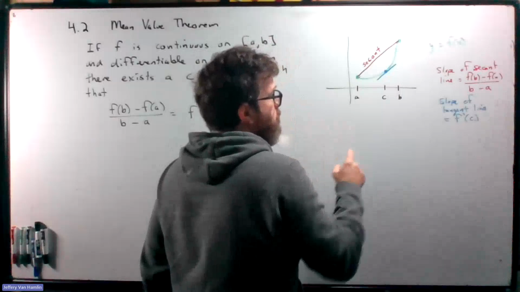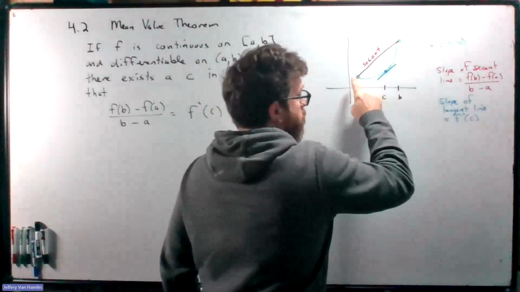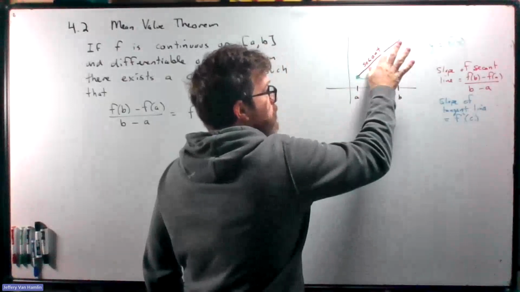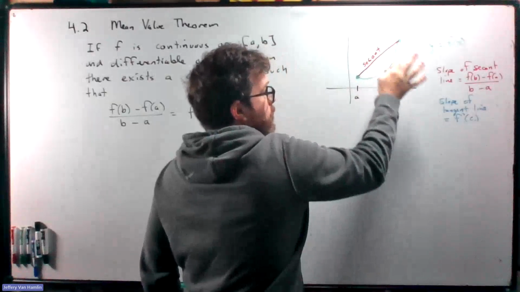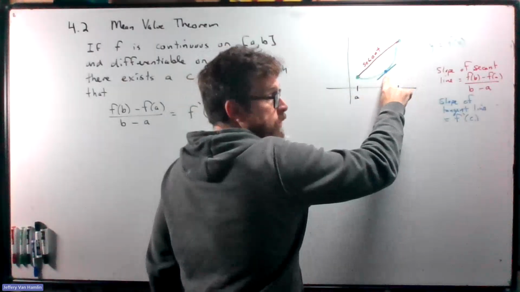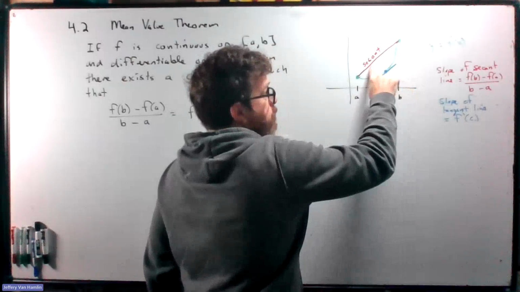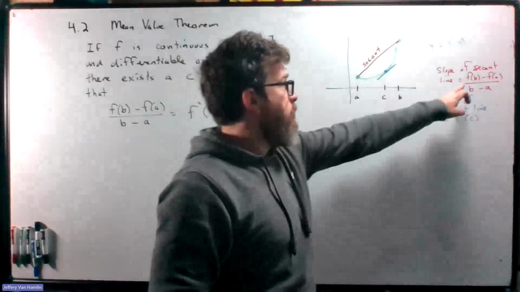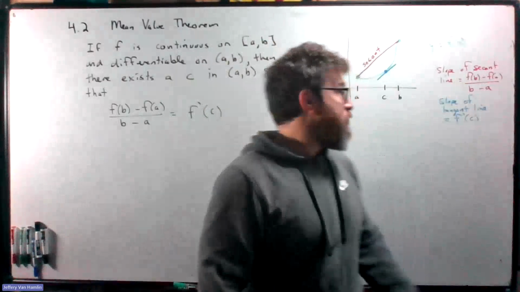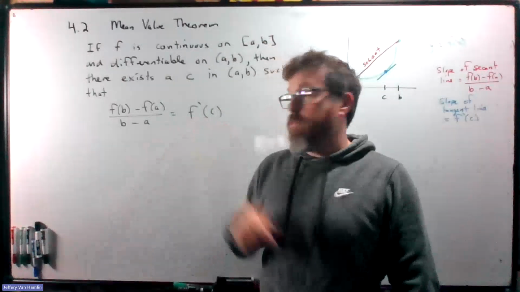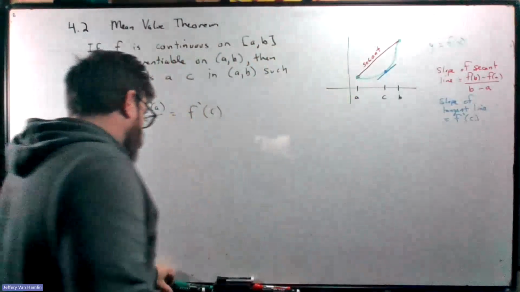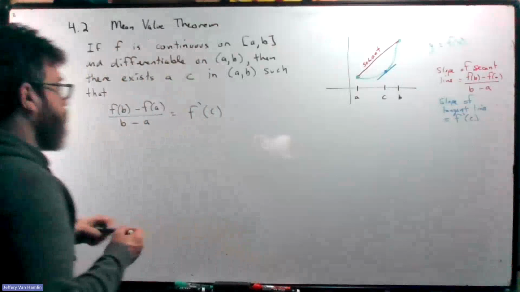What the mean value theorem says is that if this green line is continuous, so I can draw it without lifting my marker from this closed point to this closed point, then somewhere in between a and b, the slope of the tangent line is equal to the average rate of change, the slope of the secant line. So we can prove this or verify it for a couple of examples.